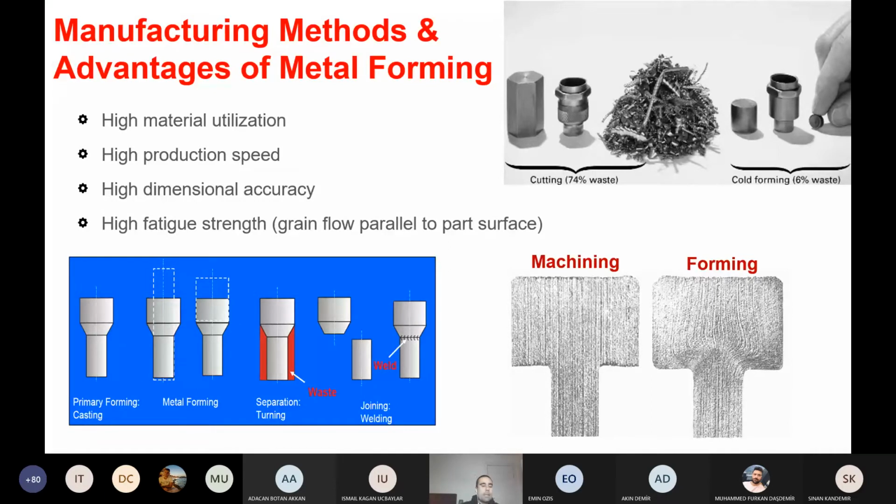On hydraulic presses, it may take maybe a couple more seconds, but still a shorter time compared to casting or machining. High dimensional accuracy, especially if we are talking about cold forging, we will get very tight tolerances on the part, if of course the tool design is done correctly. And as we talked about, fatigue life will be higher with formed parts.